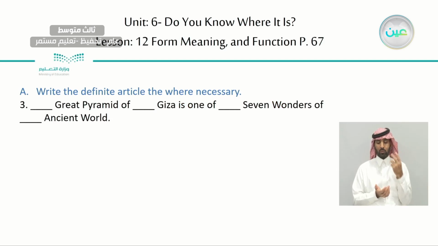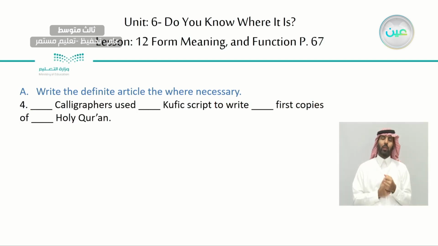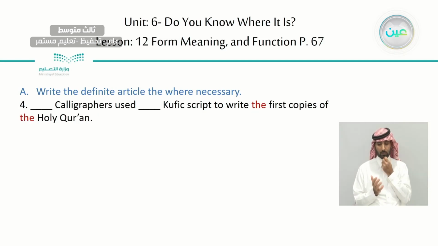Number 3, where do we write the? Think about it. Excellent. We write the in the Great Pyramids. Before Giza, we don't write anything. One of the 7 wonders of the ancient world. This is for number 3. For number 4, where do we write? Do we write it in the first statement? No. Kufa script, the Kufa script, to write the first copies of the Holy Quran. Where do we write the? Excellent. We only write it here, the first copies of the Holy Quran.